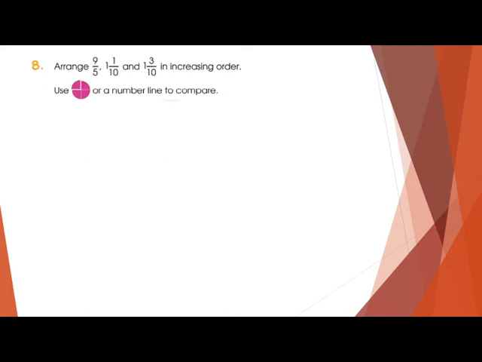Now we have question number 8. You have to arrange 9 upon 5, 1 whole 1 upon 10, and 1 whole 3 upon 10 in an increasing order. How? You have to use the circle or a number line to compare them.